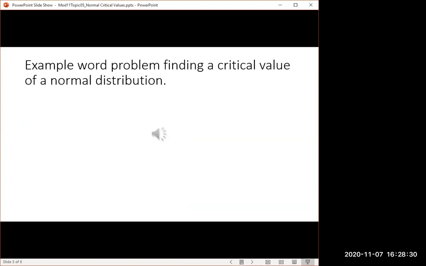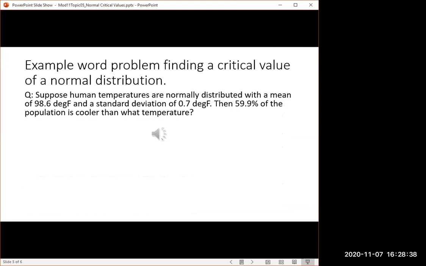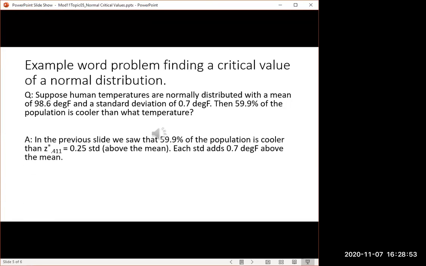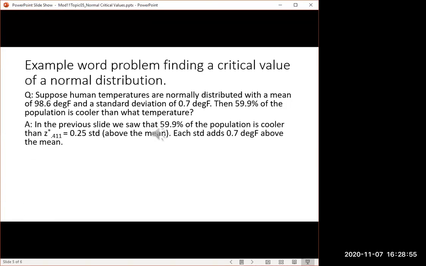So here's an example to check whether you got it. Suppose human temperatures are normally distributed with a mean of 98.6 degrees Fahrenheit, standard deviation of 0.7 degrees Fahrenheit. Then 59.9% of the population would be cooler than what temperature? We know that temperature is 0.25 STDs, but what's that in Fahrenheit? Let's see if you can do the conversion.